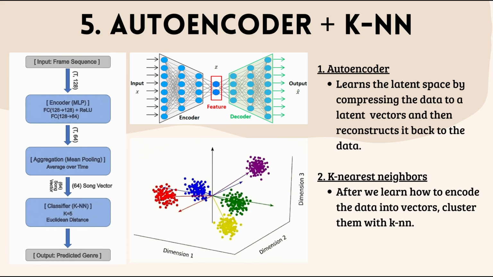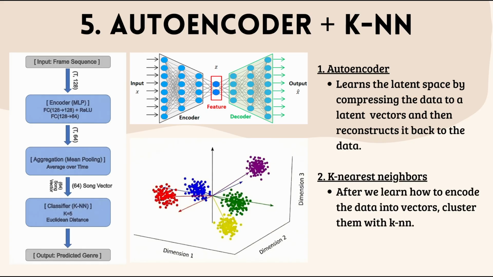Moving on to our fifth approach, we try something a little bit different. We use unsupervised learning with an autoencoder combined with the k-nearest neighbors algorithm. Unlike the previous method, which we explicitly trained to spot specific genres, here we wanted to see if the model could learn the structure of music on its own first. First is the compression. We feed our audio frames into this autoencoder, and its job is to compress the complex audio data down into a tiny 64-dimensional latent vector.